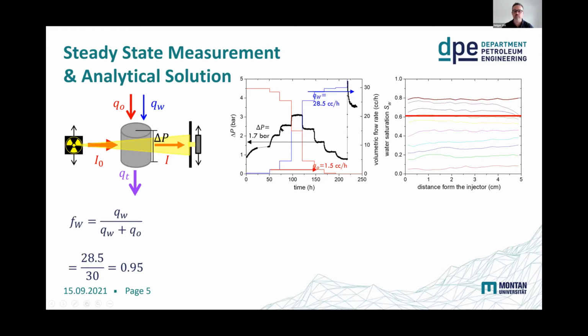So you see here a typical steady state experiment, it goes up and down like a pyramid. And in the middle, of course, we have the highest differential pressure, because there the relative permeabilities are crossing each other. And this leads, of course, to the largest resistance to flow. In addition, of course, we need to have the material balance.